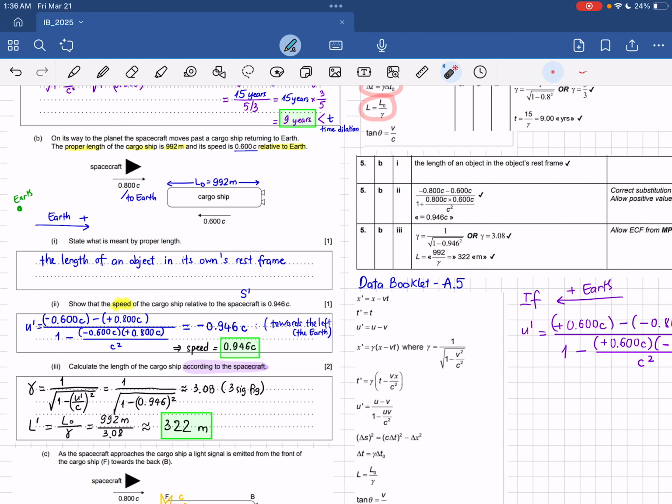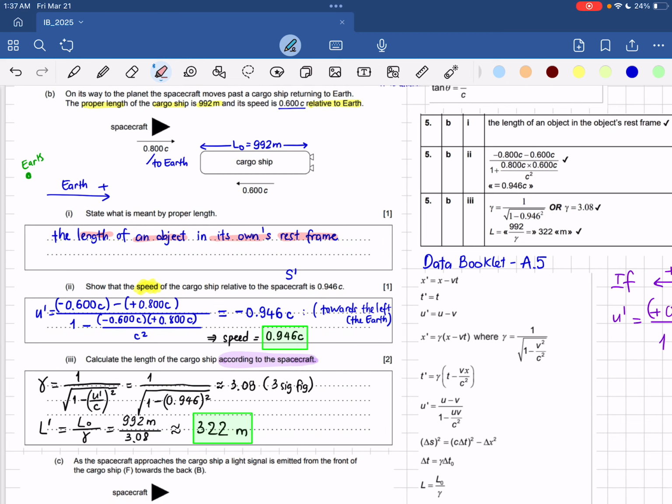And you can also see from the mark scheme that it also says the length of an object in the object's rest frame. So just remember the keyword, rest frame, okay? That's just the length of the object in its own rest frame. Sounds good? Okay, let's continue.